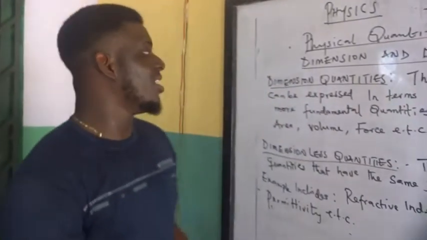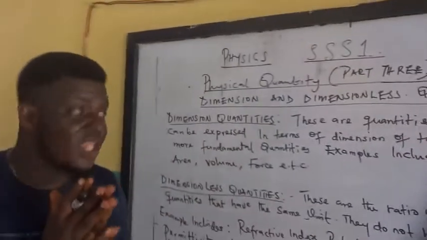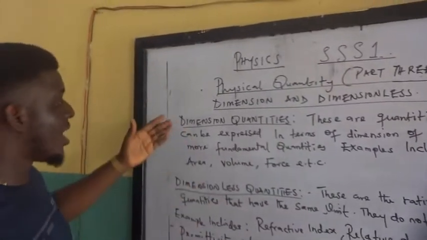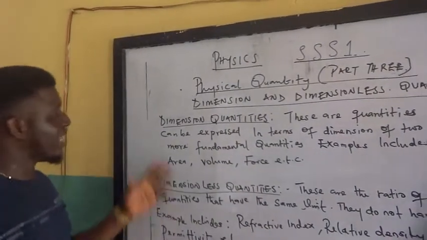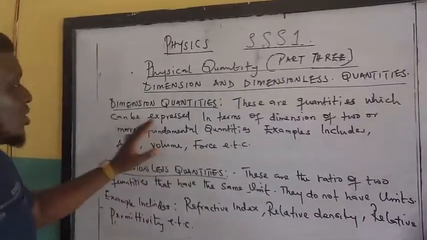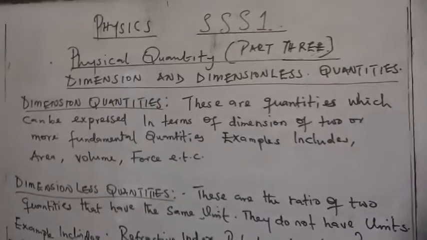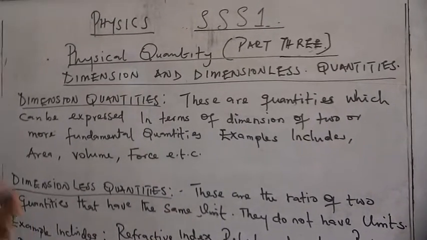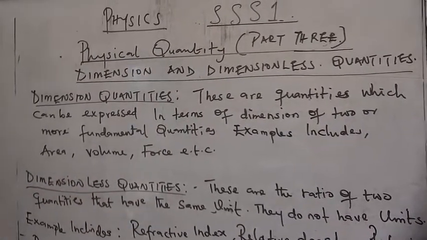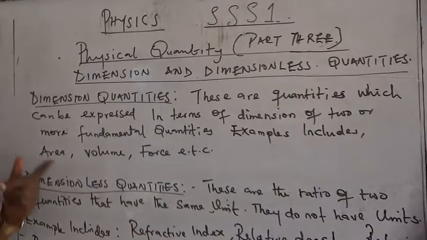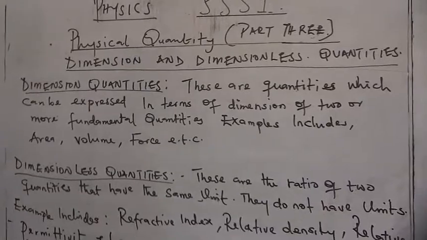Once again, I'm here. Now we are here to look at another interesting subtopic under physical quantities. We have dimensional and dimensionless quantities. Dimensional quantities are quantities which can be expressed in terms of the dimensions of two or more fundamental quantities. Examples include area, volume, force. There are many. I can tell you that.